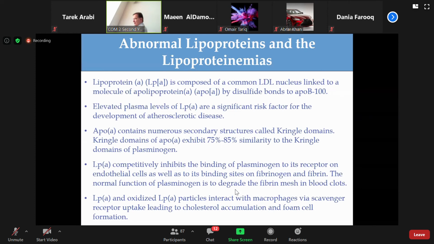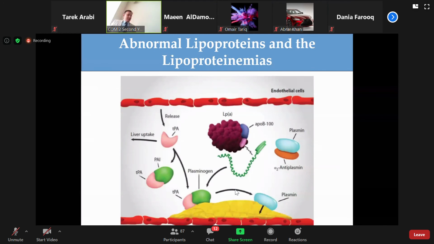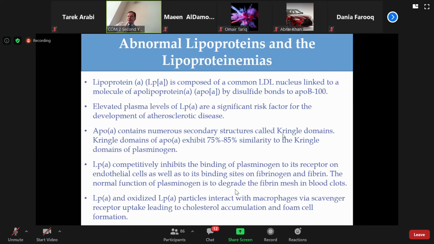What is lipoprotein A? Well, here's an example of lipoprotein A, just right there. You can see that the nucleus of lipoprotein A is LDL. But through the ApoB100, it's disulfide linked to different groups, and these we refer to as Kringle. There are 5 different Kringle domains. One of these Kringle domains has around 75 to 85% similarity to plasminogen.